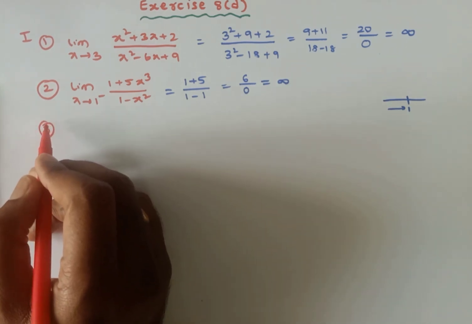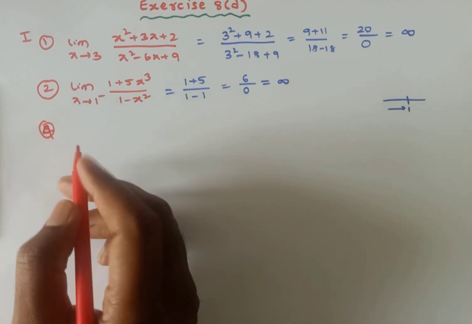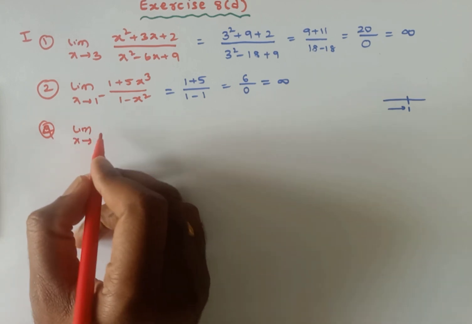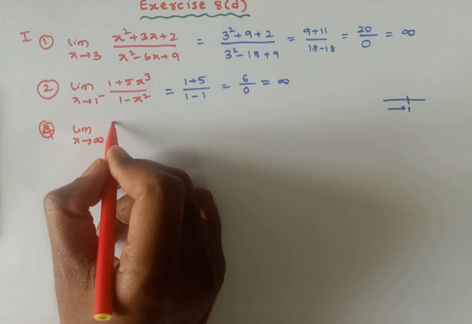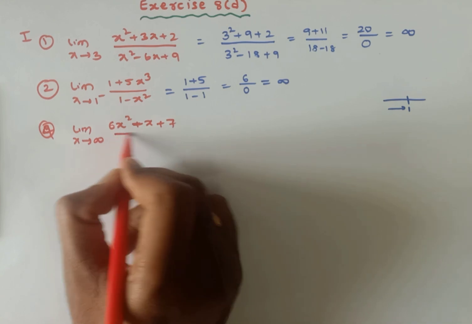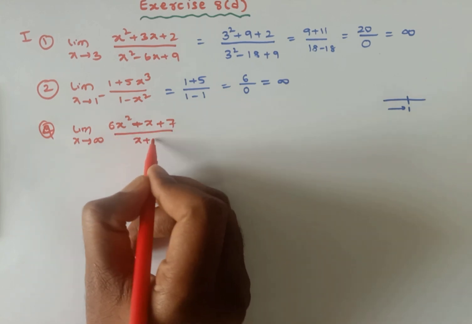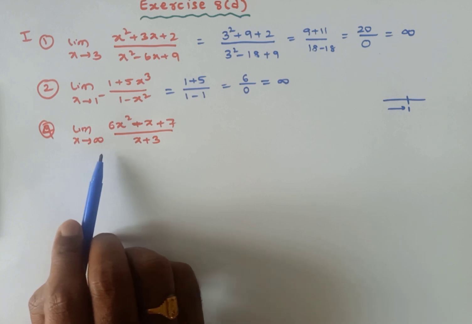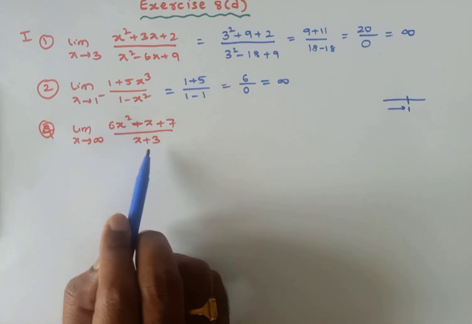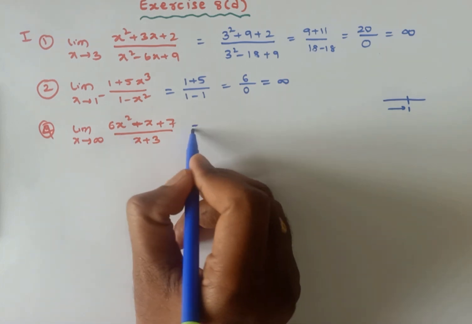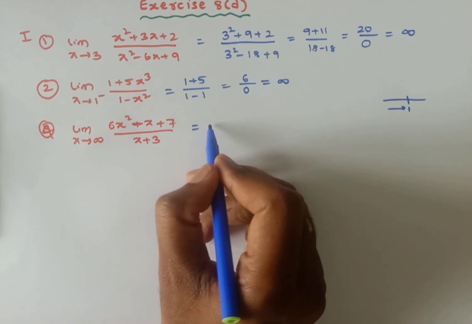Number 3 is already done in the previous lecture. So next, the fourth one: limit as x tends to infinity of (6x square minus x plus 7) divided by (x plus 3). This is a rational function and the limit is at infinity. The degree of the numerator is 2 and the degree of the denominator is 1. Since 2 is more than 1, in such a case you can directly write the answer, that is infinity.